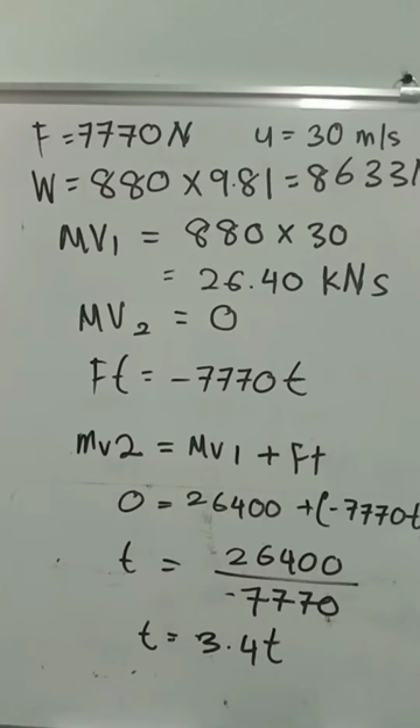Result of calculation. The wheels of a car of mass 880 kg are locked on the road at a speed of 30 meters per second. Estimate the time required to stop. Choose the car as a system.